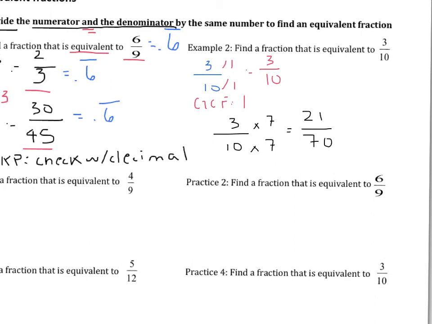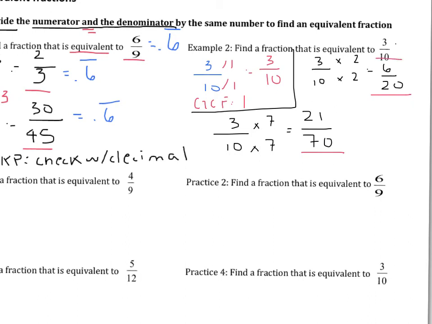Now, I want to show you that this works. I'm going to section this off. Let's pick another number. Let's take 3/10 and multiply both the numerator and the denominator by 2. Well, 3 times 2 is 6, and 10 times 2 is 20. So 21 over 70, 6 over 20, and 3 over 10, those are all equivalent fractions.